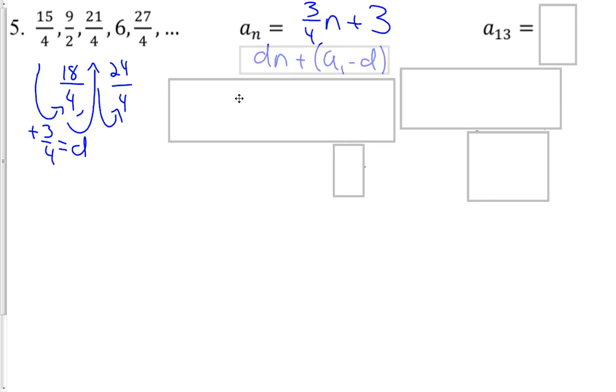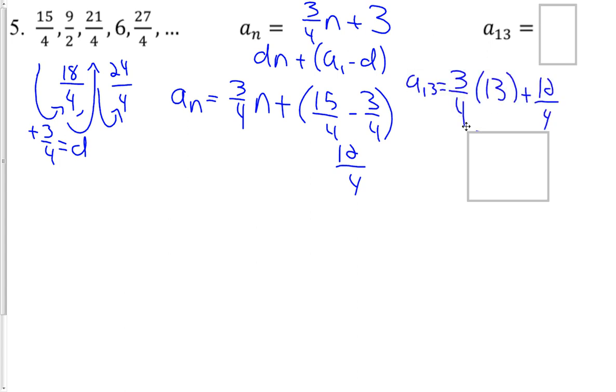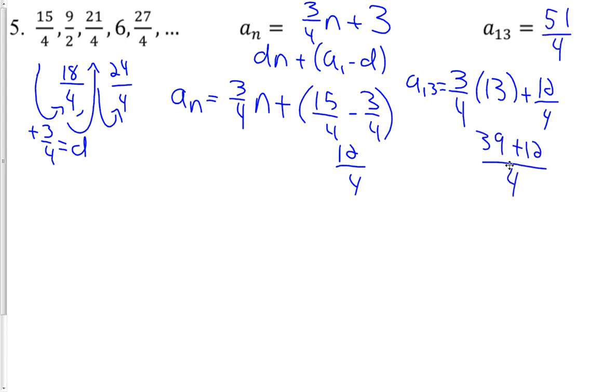I'm going to work it out with the formula here. dn plus a sub 1 minus d is going to give us 3 fourths n plus 15 fourths minus 3 fourths, which gives us 12 fourths, which is 3. And now plugging in our 13th term, 13 times 3 fourths plus 12 fourths, right? Notice I rewrote it as 12 fourths for the purpose of making it easier to add. 39 plus 12 is 51, and 51 fourths is our 13th term.